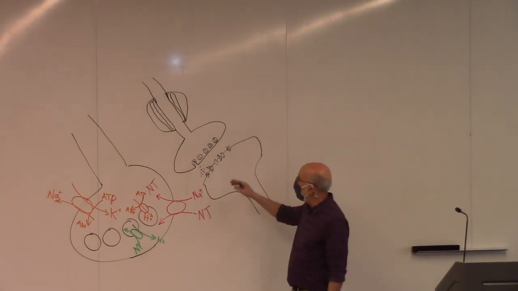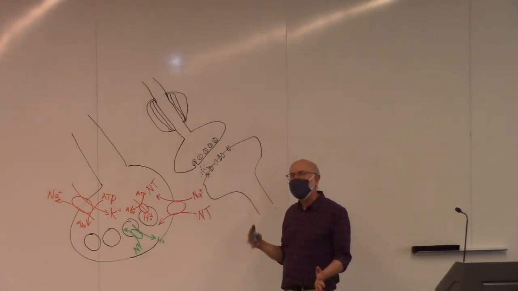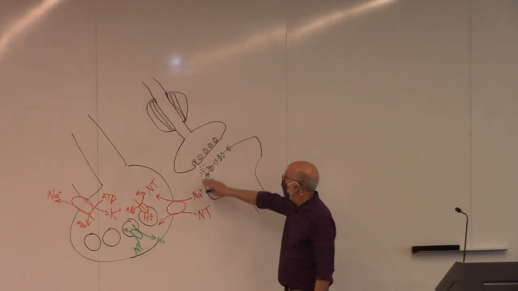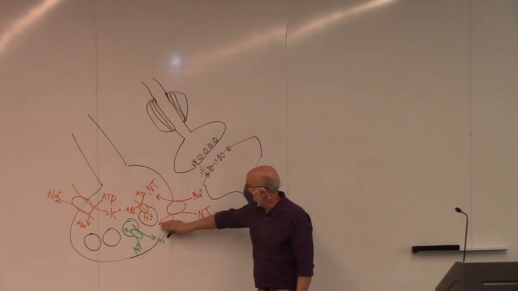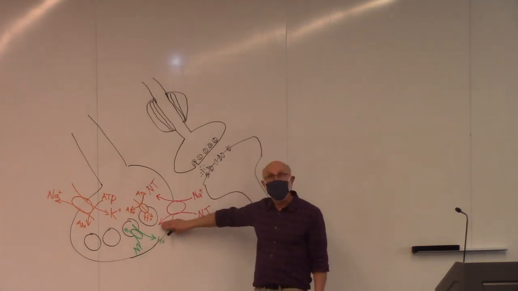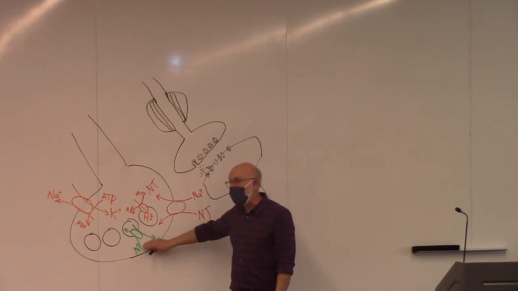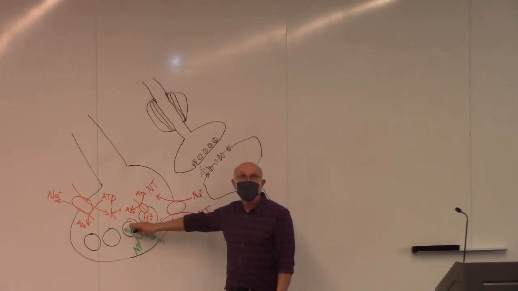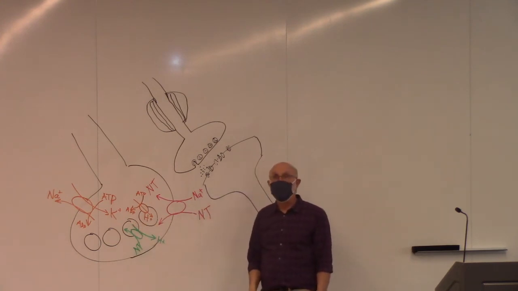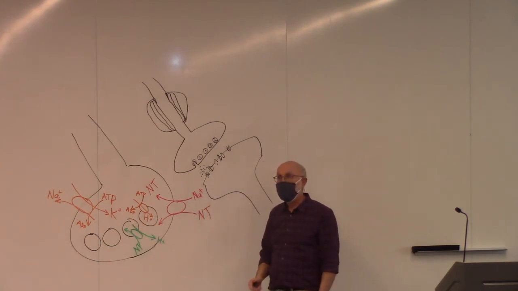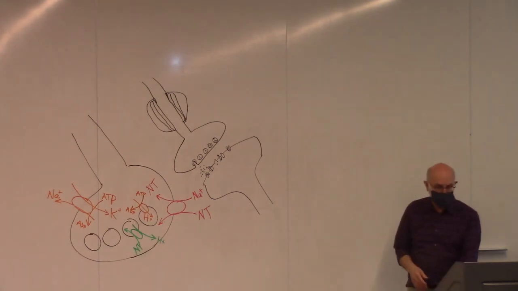And so we have reuptake, we have taken back up neurotransmitter from the synaptic cleft into the cytosol using the sodium gradient, and taken the neurotransmitter from the cytosol into the lumen of the vesicles using the proton gradient. Okay, I'm using the concepts of primary and secondary active transport.